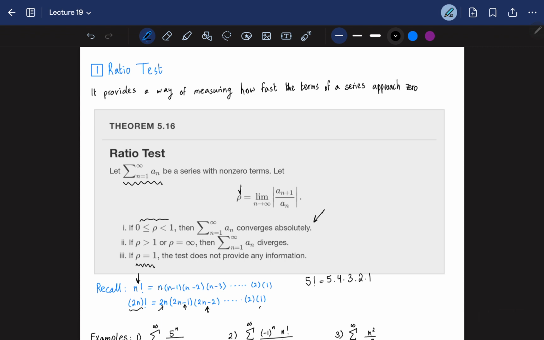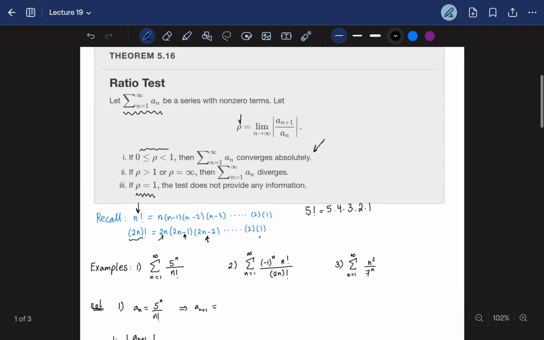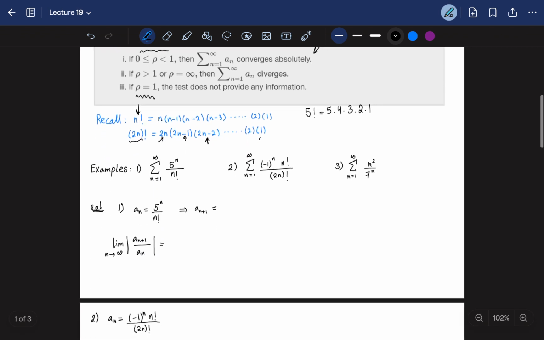So the ratio test is very useful when we have either factorials or exponentials. So if I have exponents or factorials, then I always think I might need to use the ratio test to solve the convergence of a series. So let's see these examples. Let's start with number 1, where I have the summation of 5 to the n over n factorial. Here I have a factorial and an exponent, so the ratio test might help. So now my a_n is 5 to the n over n factorial.